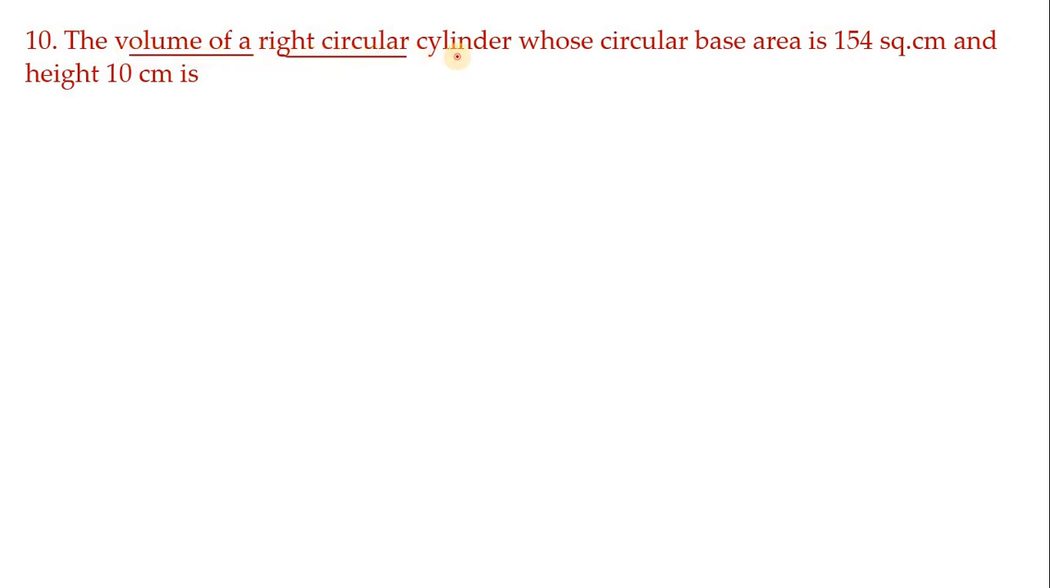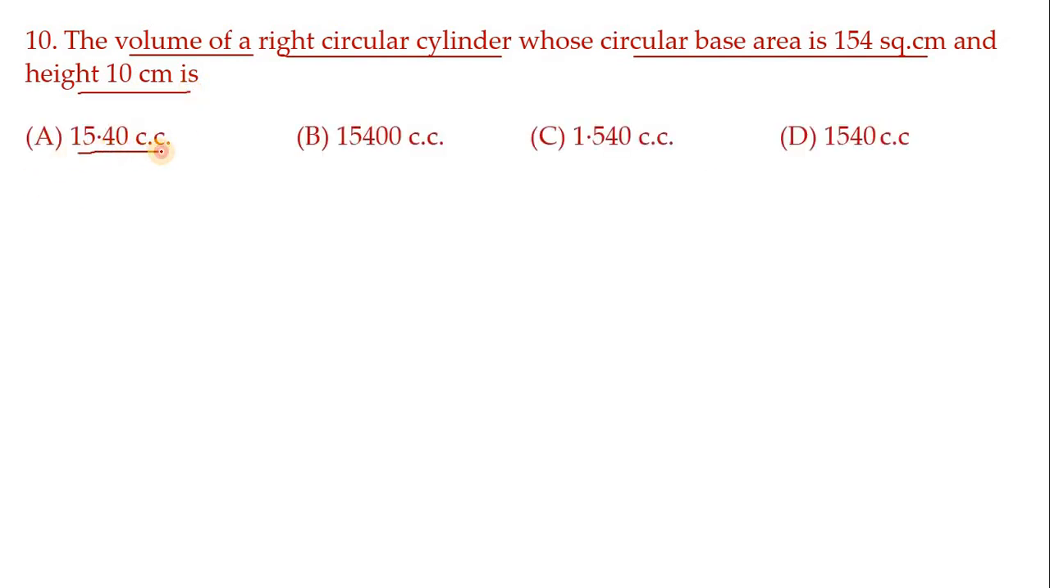The volume of a right circular cylinder whose circular base area is 154 square centimeter and height 10 centimeter is. See, this kind of problem we have already solved twice. Options are 15.40 cc, cc in the sense here cubic centimeter. So 15,400 cc, 1.540 cc, 1540 cc. Take the volume of cylinder formula, that is pi r square h.